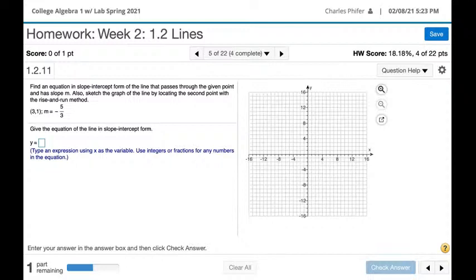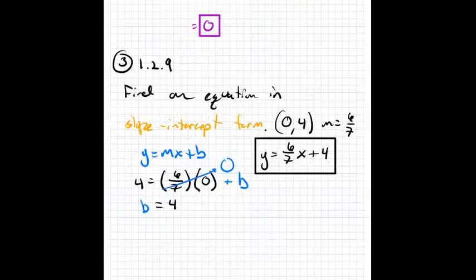All right. Let's just shrink that down. So this is question number 5. This comes from section 1.2, question number 11 from the back of that section. Find an equation in slope-intercept form. We're given the point (3, 1), and the slope is -5/3. Let's hop over to the tablet so you can see my notes.